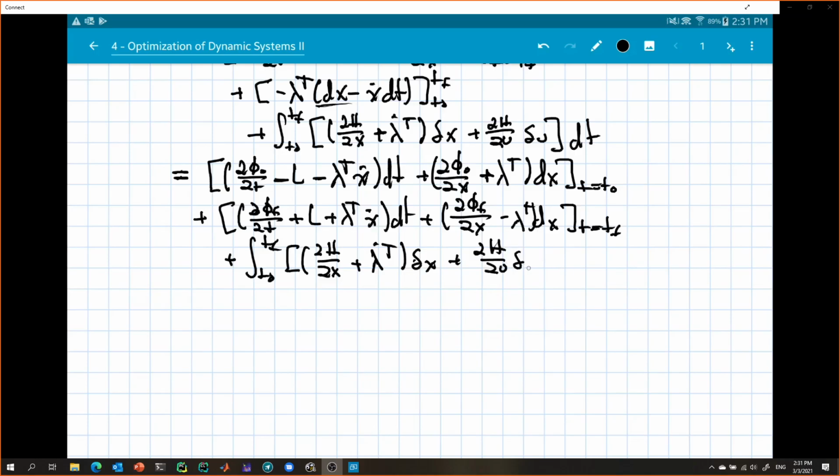We're almost there. And the last thing to know is that if we look here, this is the Hamiltonian, right? Well, it's the negative Hamiltonian, because we have minus the path cost plus, and x dot is equal to f. And likewise, this is the Hamiltonian here, because we have L plus lambda transpose times x dot, which is the same as lambda transpose times f. So we get a final expression.